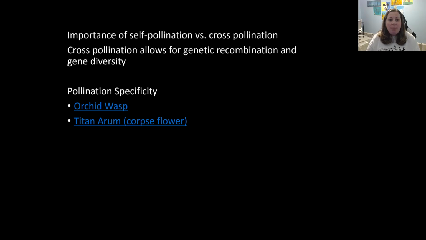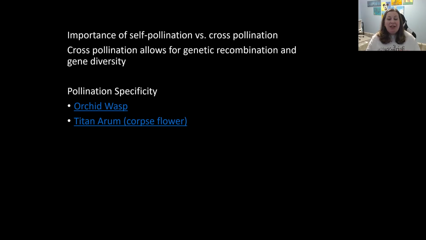So guys, when we talk about pollen specificity, some of these flowers are going to attract certain kinds of pollinators. They'll do this by smells. They'll do this by the type of nectar they produce, like food they produce, in order to then use those pollinators to move their pollen. So I have an example there, videos, again, you can put into the YouTube search bar that are for the orchid wasp or the corpse flower, and their purpose is different.